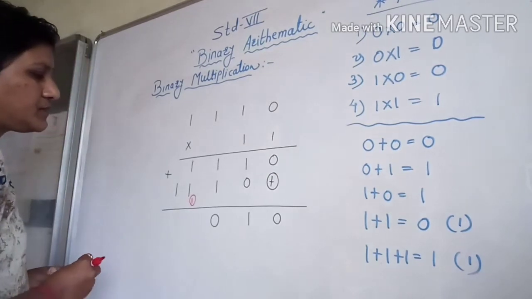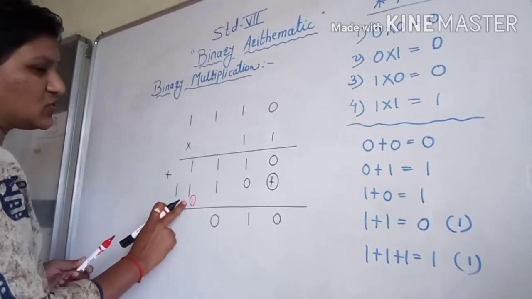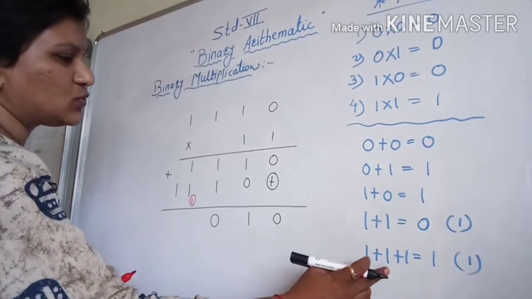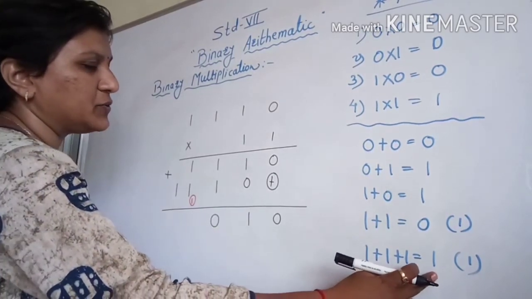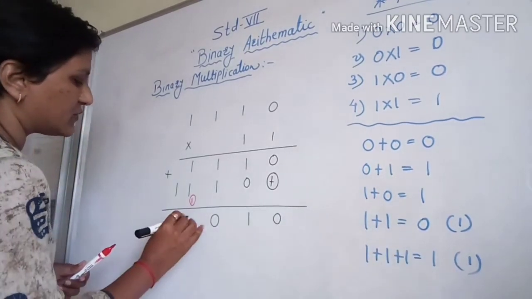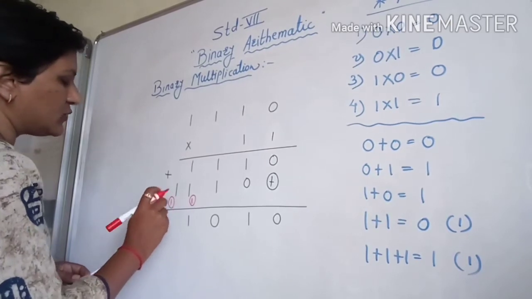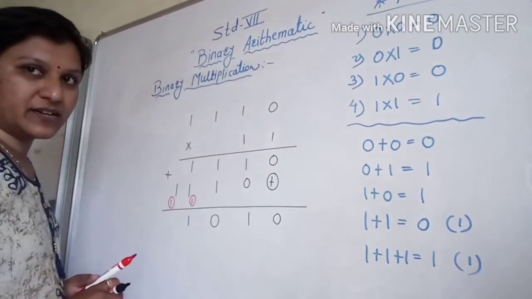Okay. Now here I am having 1 plus 1 plus 1. 3 times 1. 1 plus 1 plus 1. We are going to write down the result as 1, and the carry will be 1. So the result will be 1, and I am going to carry 1 to the next digit.